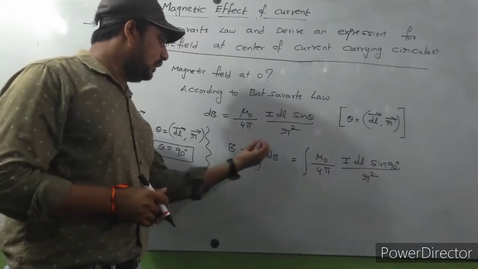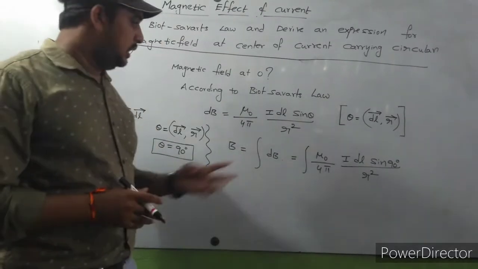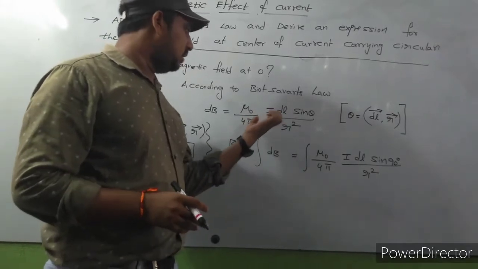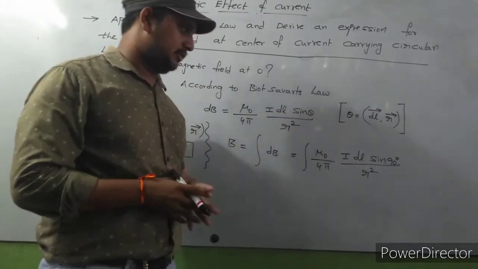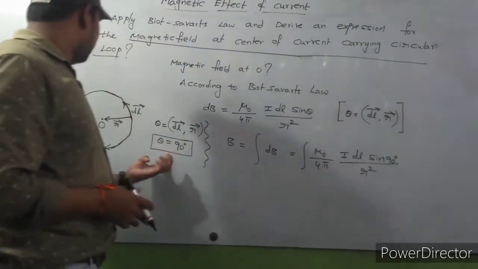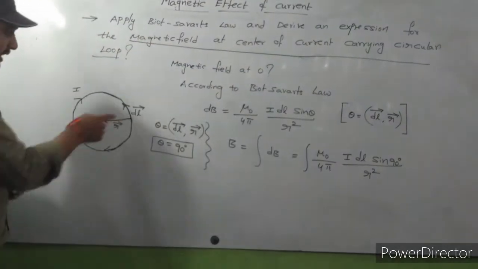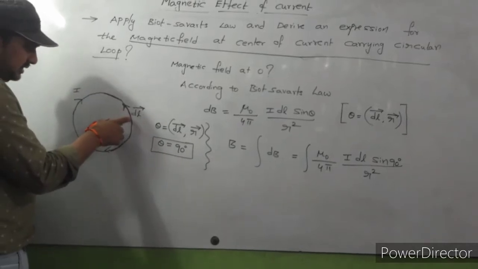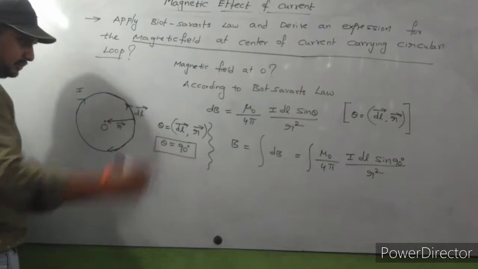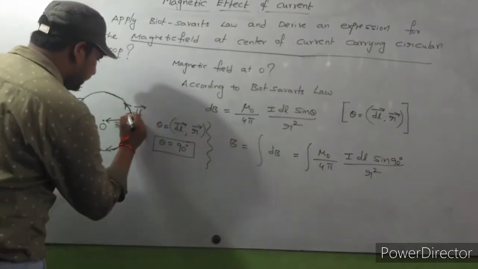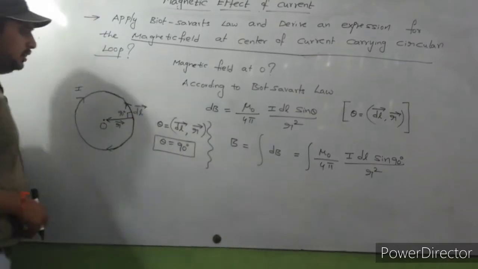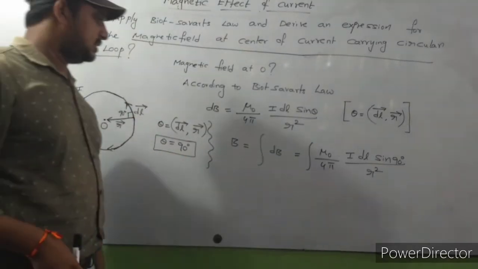B is equal to integral dB. dB value according to Biot-Savart's law is μ0/4π into I dl sin θ by r squared. Here theta means, according to the diagram, this is the dl vector, this is the r vector. The angle between dl and r is 90 degrees. So that's why I consider the theta value as 90 degrees.